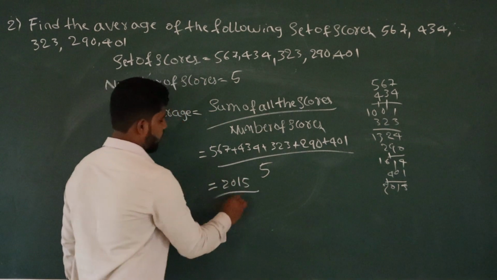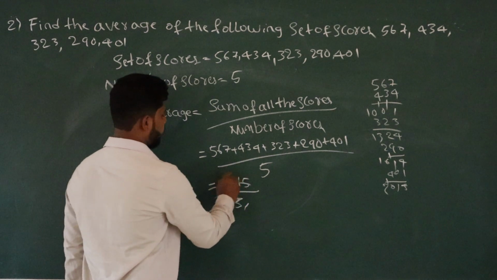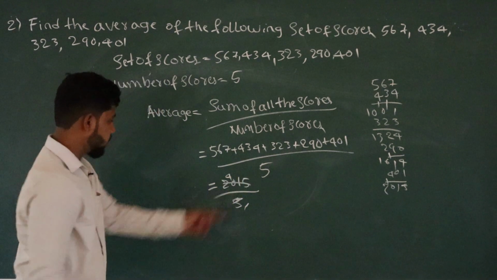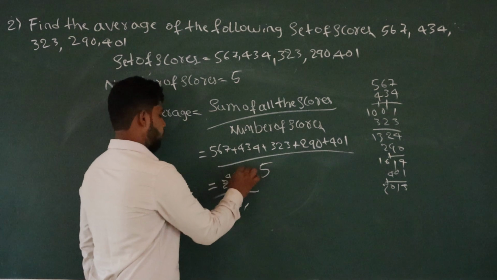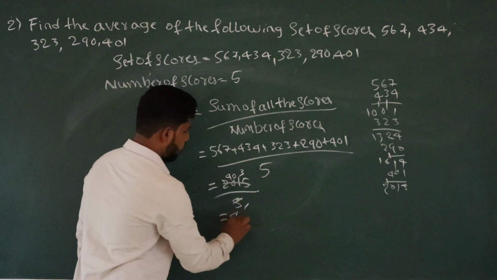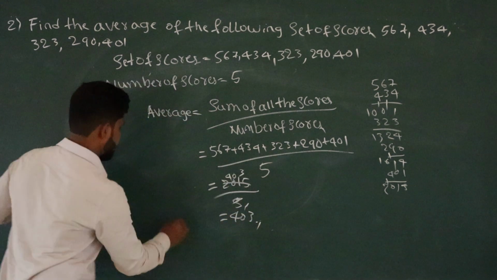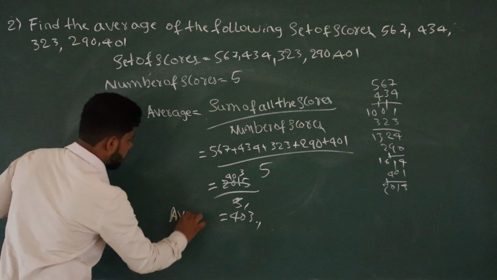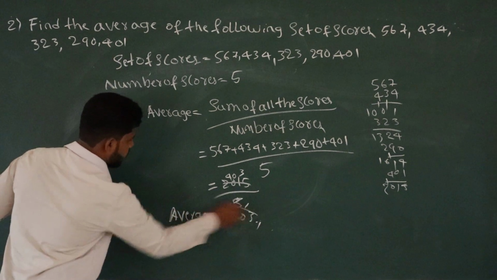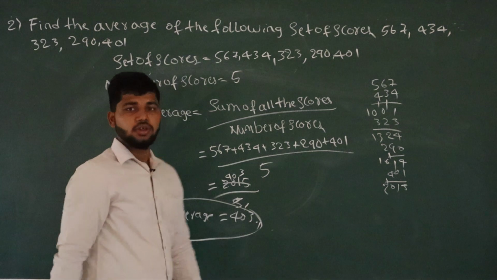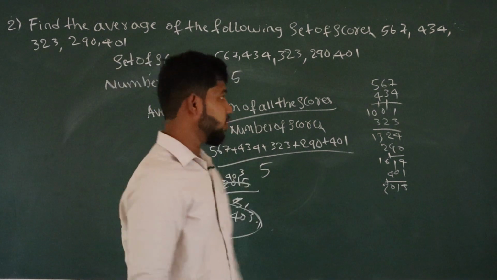2015 divided by 5. 5 ones are 5, 5 fours are 20. Now here 1 is there. If you are taking 0, 5 threes are 15. 403 is the average. What is the average? 403 is the average of the given scores.